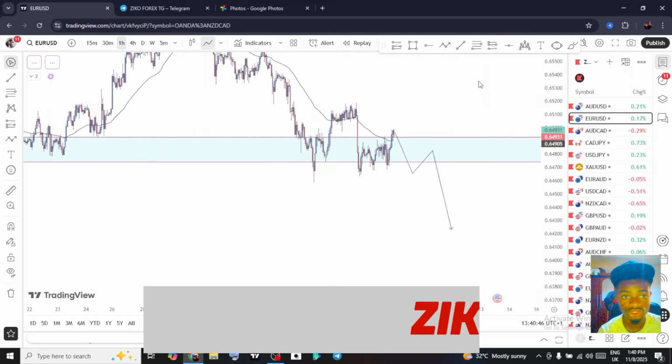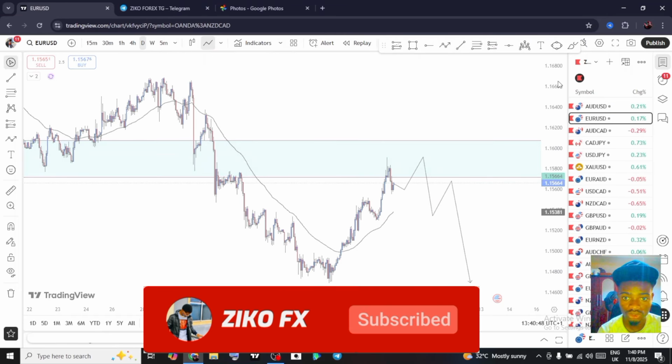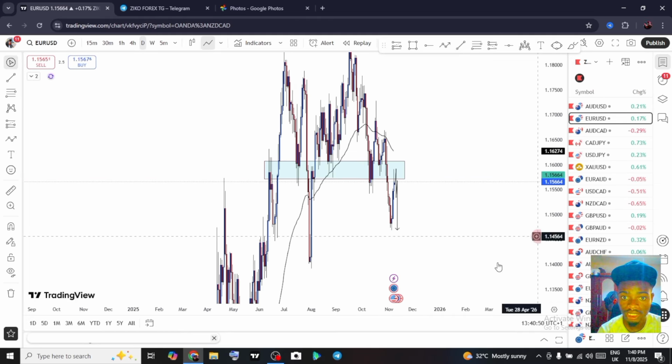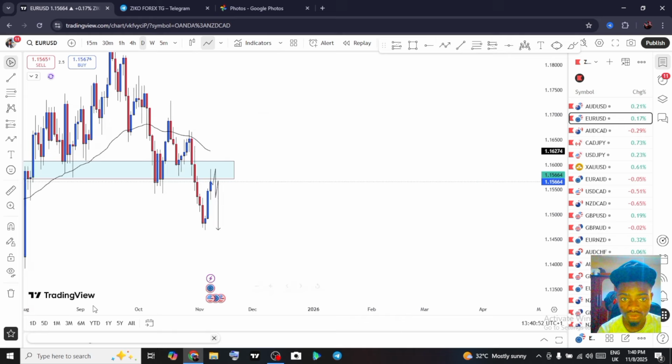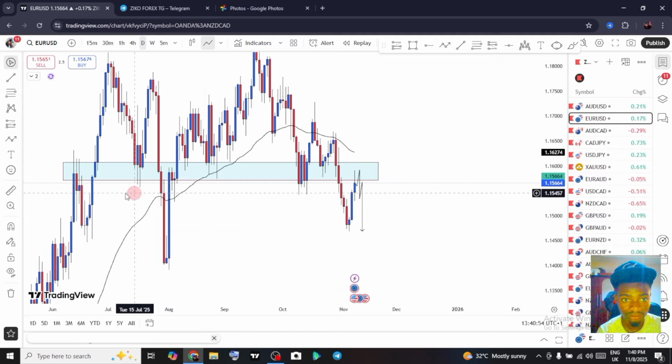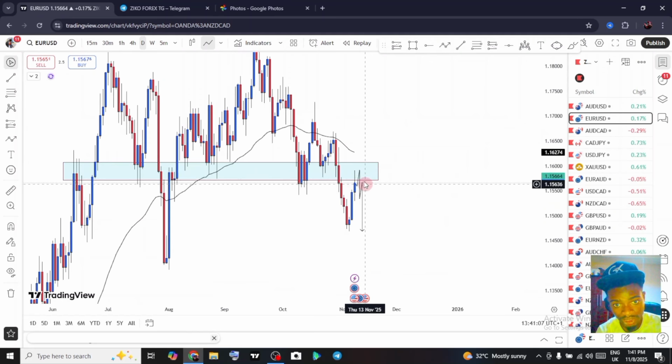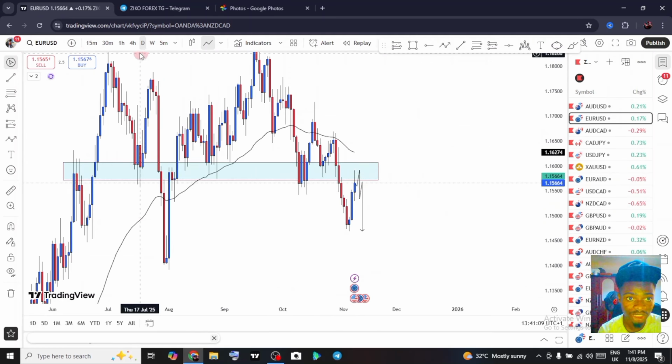The next market is Euro USD. On the daily time frame, Euro USD is actually bearish, right? You can see that Euro USD is currently bearish, creating new lows each time. And now it has had a retracement back into an area of interest where price has reacted multiple times before, right? So now that price is around that level, the daily time frame is bearish.